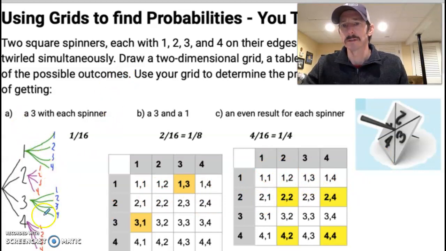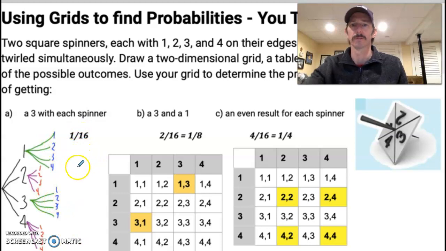So this is where a tree can be completely annoying and difficult. But if I wanted to get a 3 with each spinner, that means I have to get a 3 first, and then I have to get a 3 again. So that only happens on this little tree branch here. So that's 1 outcome. And you'll notice if I count up all, I didn't list my sample space over here, which I should have, but there's 16 possible outcomes and only 1 of them has a 3 in both.